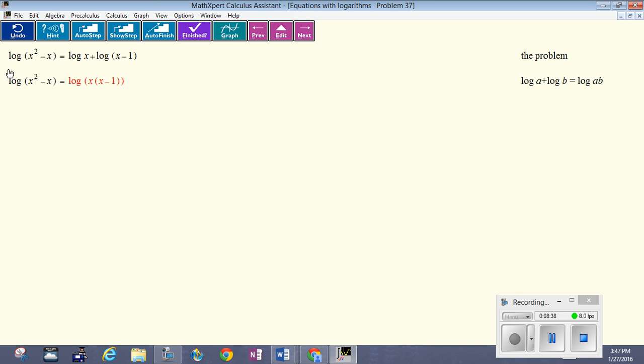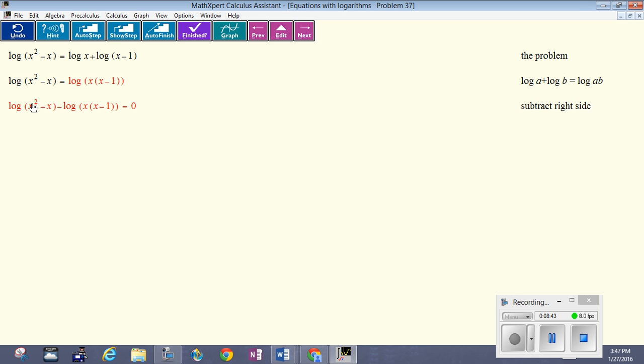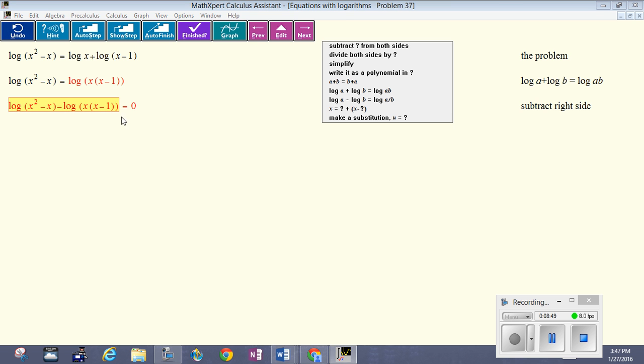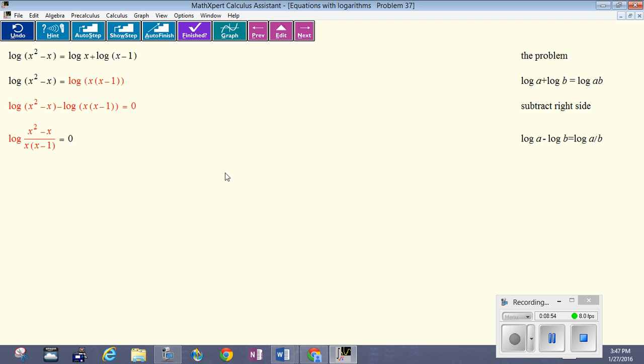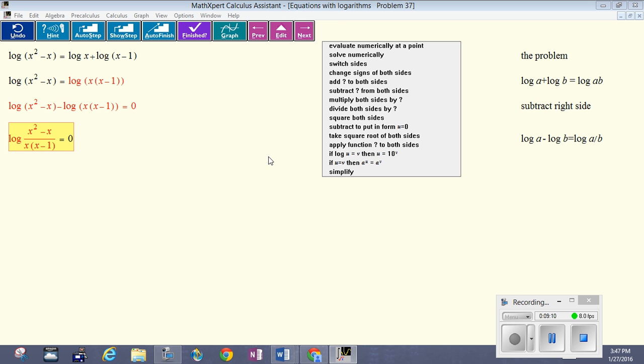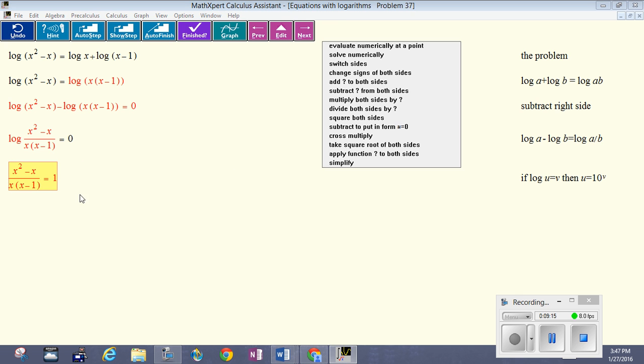At that point, I think I'm going to send everything to one side, setting the other side equal to 0. And now we have log A minus log B. So that's going to simplify out in accordance with this rule. Again, the red flag is thrown up. And now we take it out of the log form into the exponent form. So this is going to be 10 to the 0, which is 1. So this fraction is going to equal 1. So we'll do that. And of course, we're just going to cross multiply.